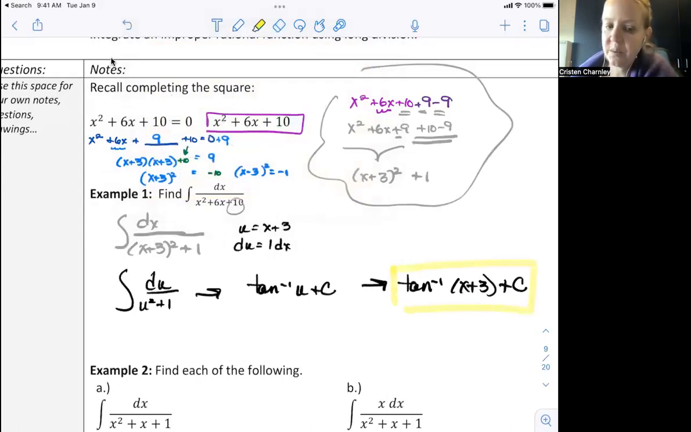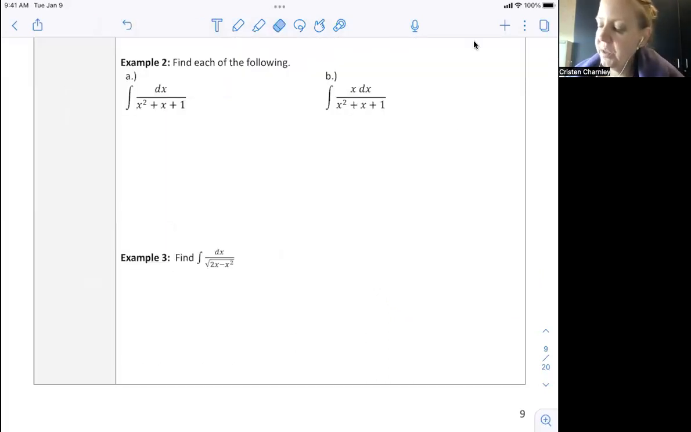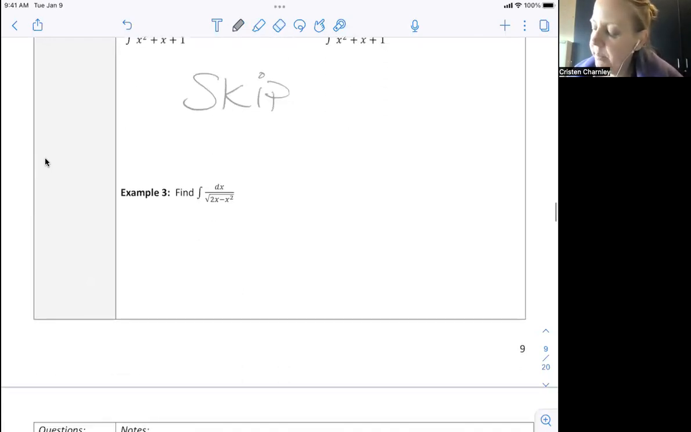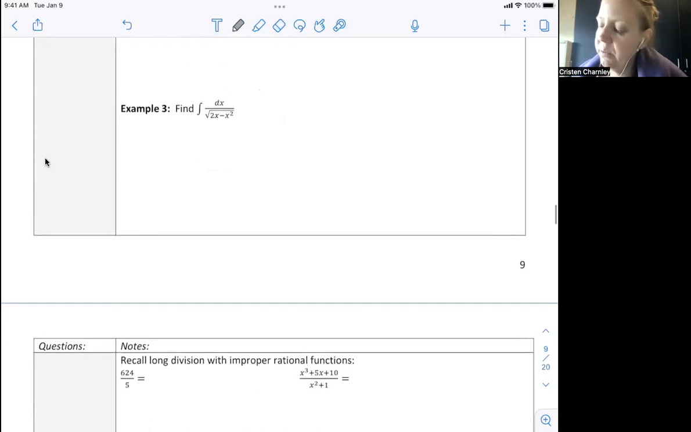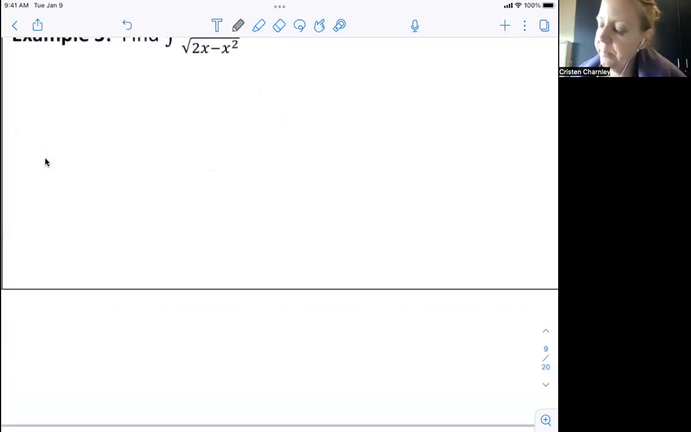Okay, completing the square. Now, for example 2, I apologize that they're typed in here, but we're actually going to skip these. They don't work out quite as nicely as I thought they would, so we're going to skip right over those. But we will talk example 3. So example 3, I have dx over the square root of 2x minus x squared.